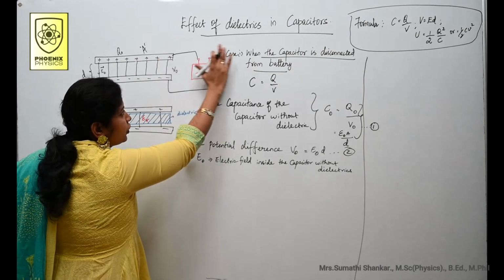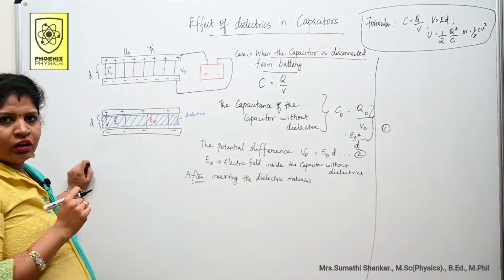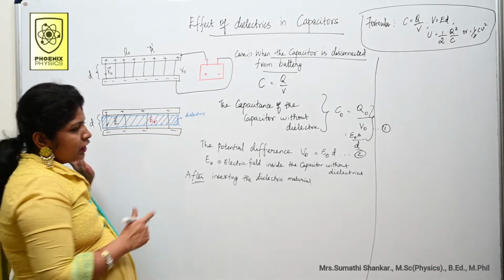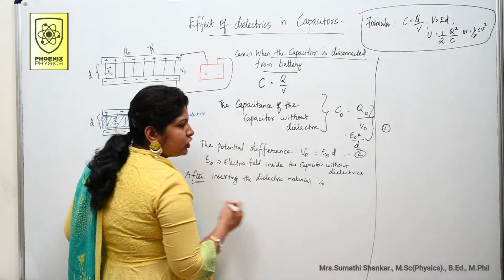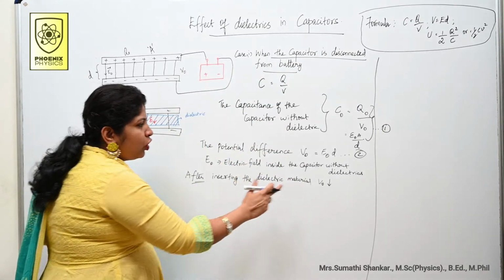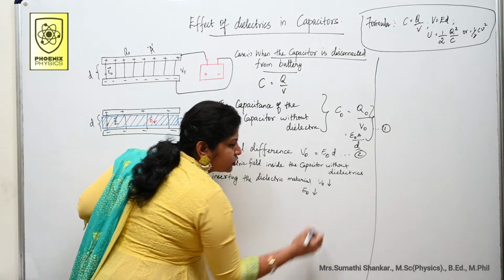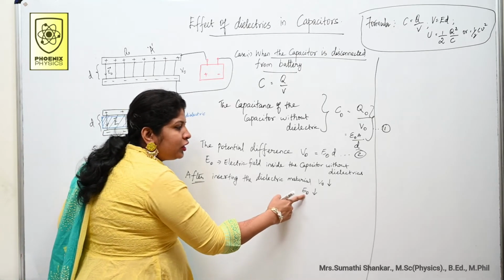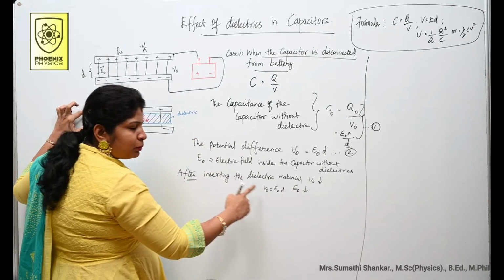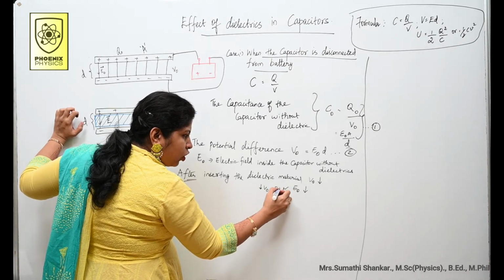Now the battery is removed, and dielectric material is inserted between the plates of the capacitor. After introducing the dielectric material, V0, what is V0? V0 is nothing but the potential difference. V0 decreases. Why? Because we removed the battery, so V0 decreases. Obviously E0 also decreases. Why did I say E0 decreases? Because you know the formula, V0 is equal to E0 into D. Here the separation between the plates is the same, so V0 decreases means E0 also decreases.